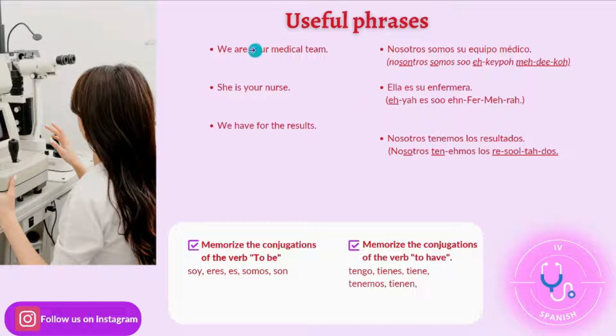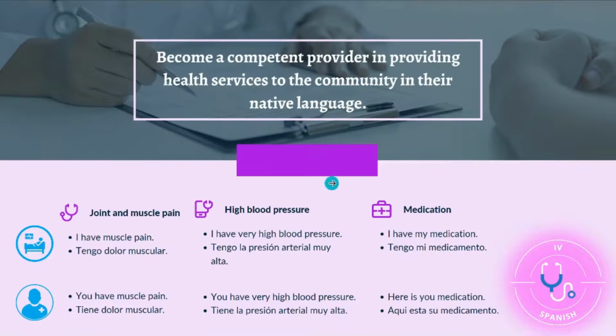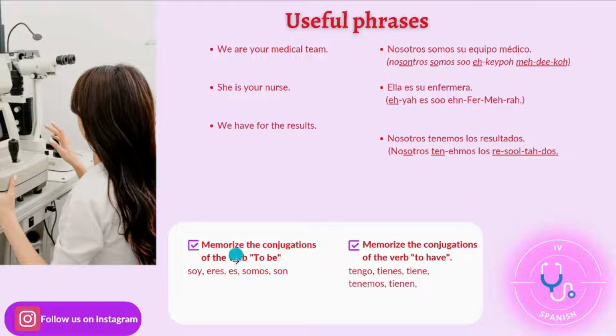Now let me show you some examples that are quite useful. These are some useful phrases. Let's take a look. We are your medical team. Nosotros somos su equipo médico. Now, she is your nurse. Ella es su enfermera. Now, we have the results. Nosotros tenemos los resultados. Now, in order to be successful in this, you want to memorize the conjugations of the verb to be and memorize the conjugations of the verb to have.